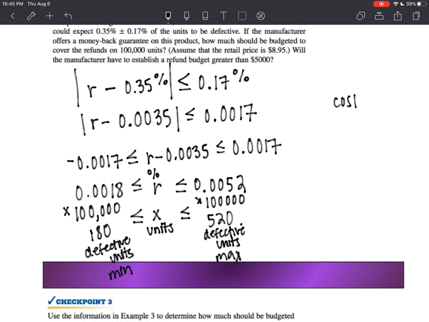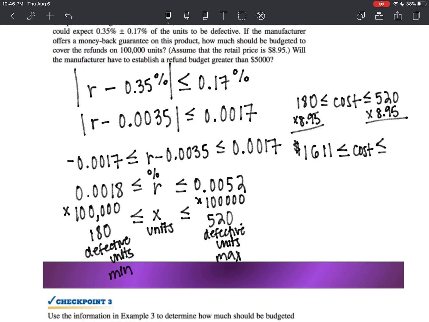And then the cost. The cost is not 180 or 520 because that's the number of defective units. It's $8.95 per unit. And when we take 180 times $8.95, we get $1,611. So that's the minimum cost of the defective units, is less than or equal to the cost, which is less than or equal to $4,654.